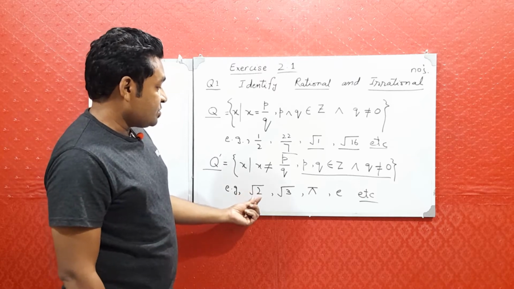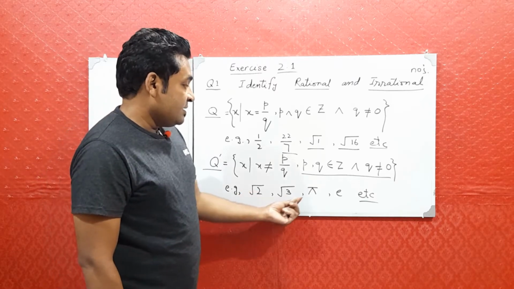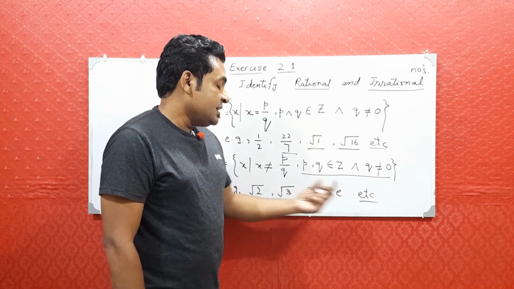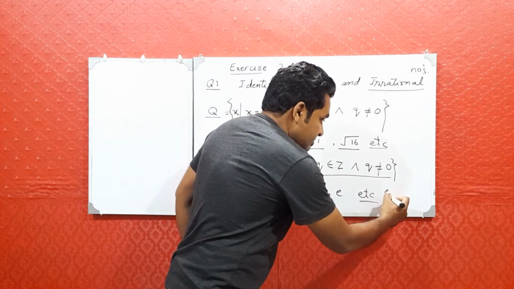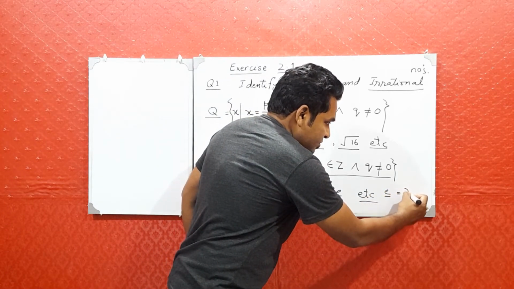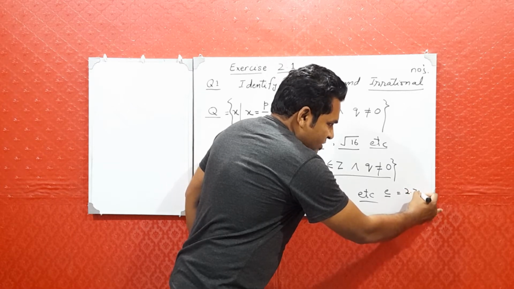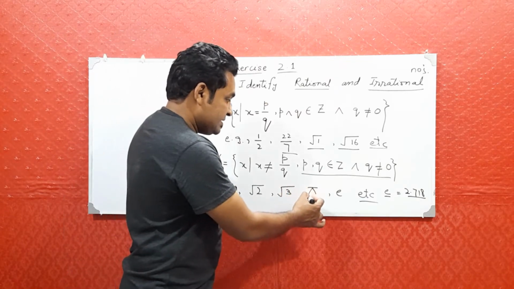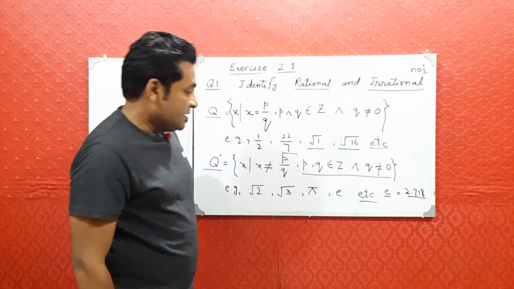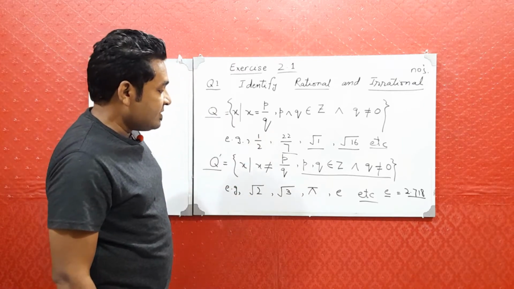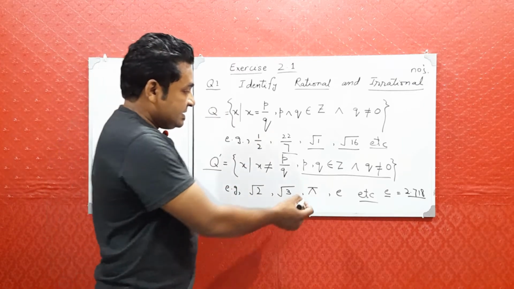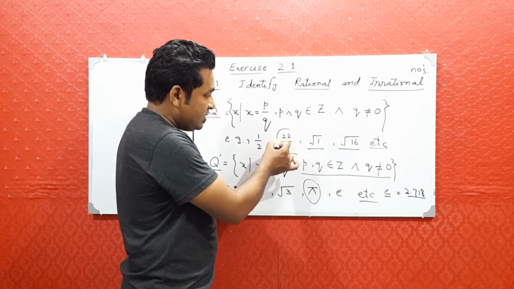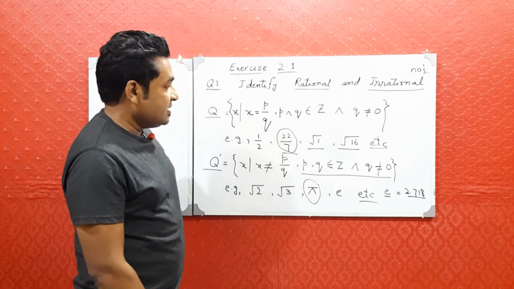So square root 2, square root 3, pi, and this number which is denoted by e, it's basically a symbol, and its value is, I hope, 2.718, like this. So pi, you all know, is 3.142, and sometimes it is taken as 22 over 7. But why is pi irrational? This question arises: why is pi irrational and 22 over 7 rational?